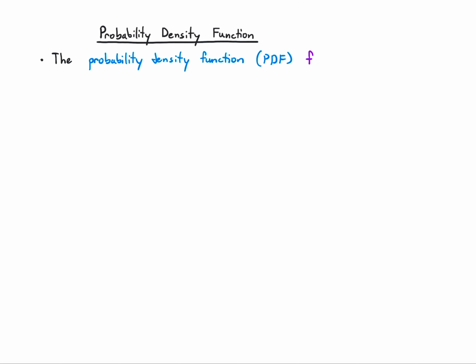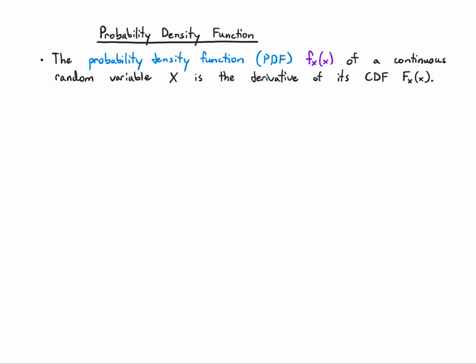With that in mind, let's go ahead and define the probability density function. The probability density function, which we're going to denote with this little f of x, is something that's associated with a continuous random variable, and it's just the derivative of its CDF, big F of x. Big F is for CDF, little f is for probability density function, or PDF. Let's write that down.